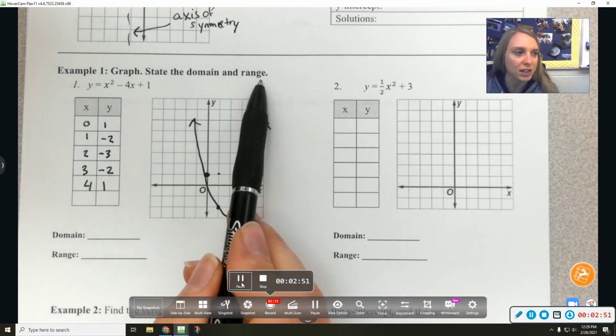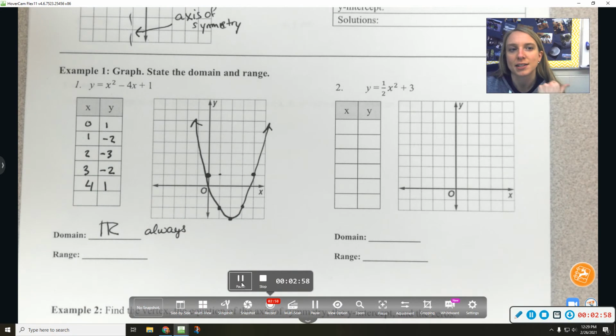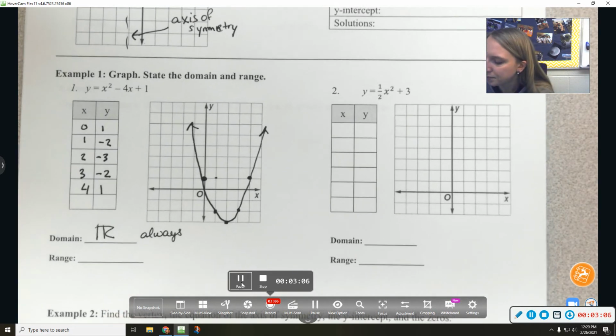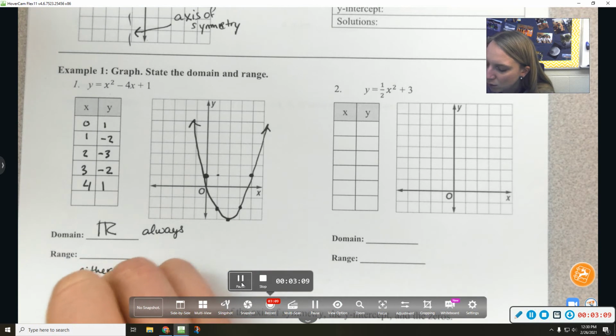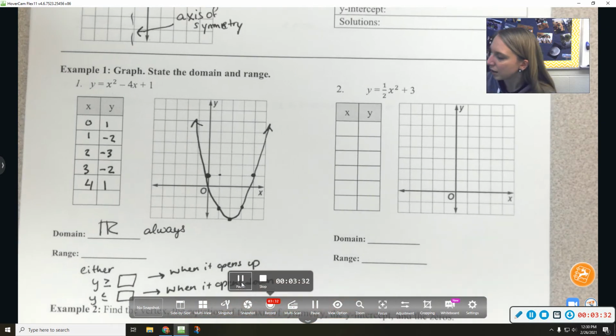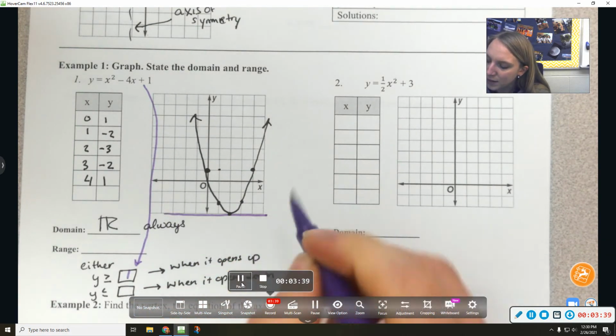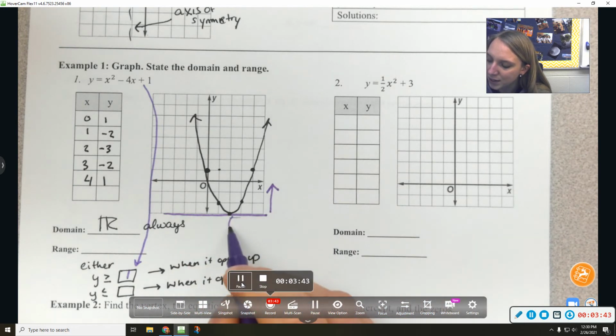They want to know the domain and range. Domain for these is always all real numbers because we can always plug in anything we want for x. It could be positive, negative, decimal, fraction, anything like that. The range will be either y is greater than or equal to, or y is less than or equal to, your box number. The first is when it opens up, and this is when it opens down. Okay. This one opens up. So what that's saying is that my whole graph is above this point right here.